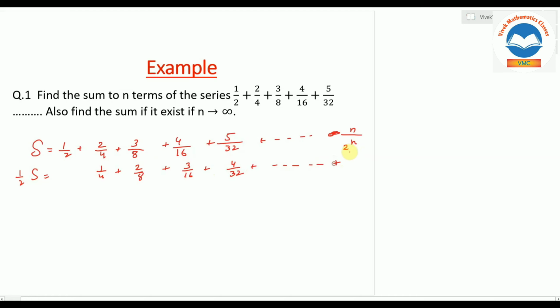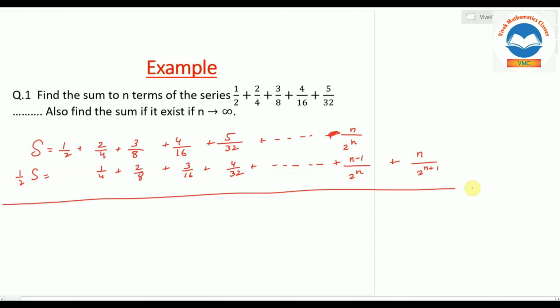Here what you will get at last? We will get (n-1)/2^n plus n/2^(n+1). So what we will do? I will subtract this. So if you subtract this, all the signs will be changed.